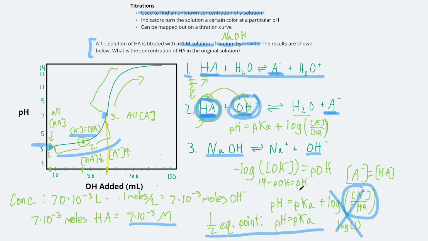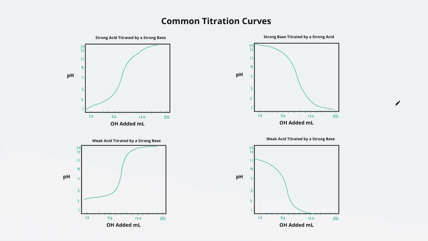So the pKa of an acid is equal to the pH that you get from a titration curve whenever you're at the half equivalence point. Now we're going to look at some common titration curves and break down the foundations of how you should be thinking about this. So if you see a titration curve that is not one of these situations, you should still be able to think your way through it.